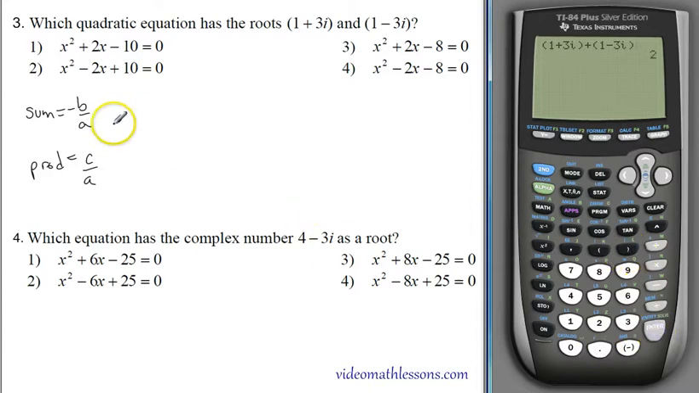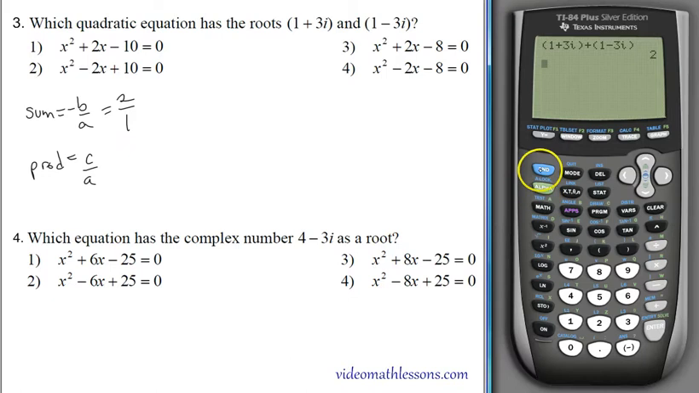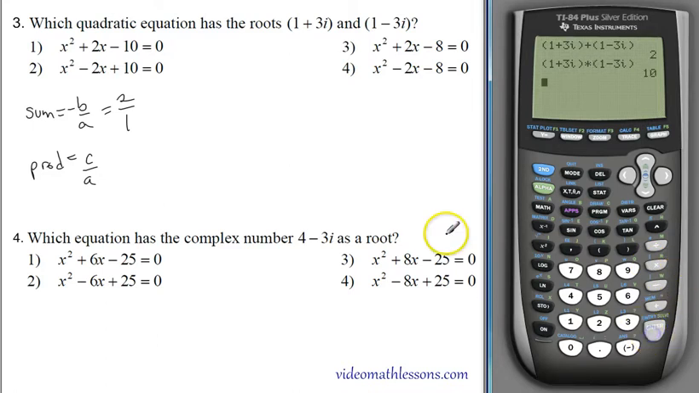Hit enter, and we get a 2. So the sum of the roots is 2. So I'm going to write 2 over 1. Now I'm going to redo this for product. I'm not going to retype the whole thing. I'm just going to press second enter, which gives me the line that I just had up there. And if I back up, I can change that plus sign to a multiply. That means product. Hit enter, I get a 10.